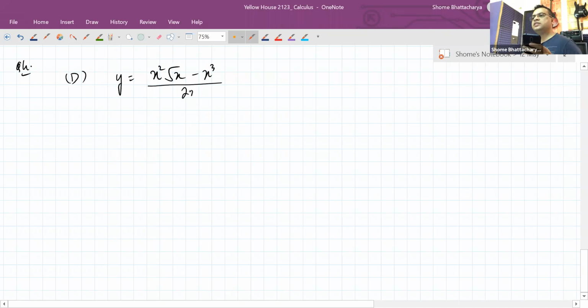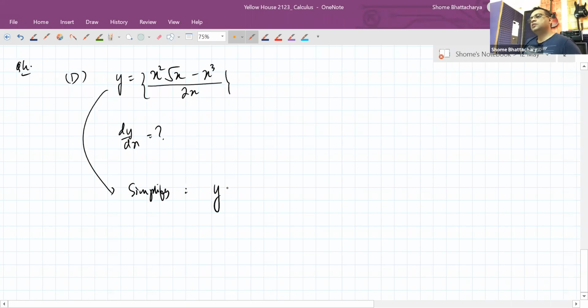So when we have to differentiate y, it just involves solving a bit of algebra before we differentiate. Okay. So what we can do is, before we come to dy by dx, we can simplify this. Simplify it by just separating out the terms.